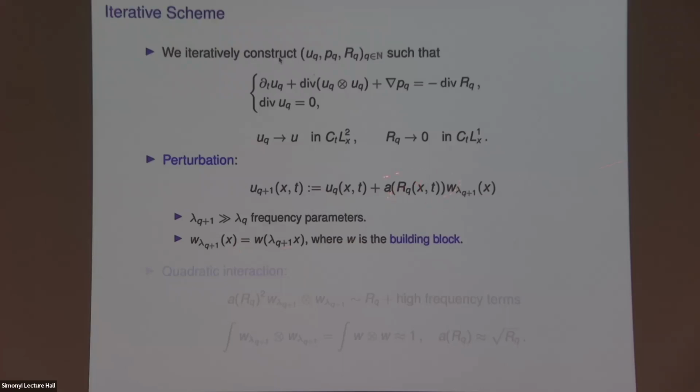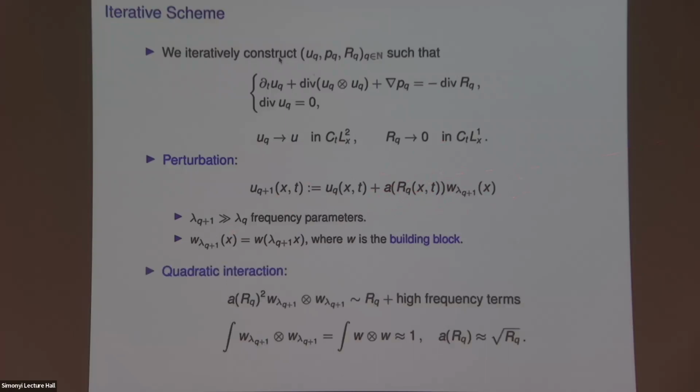And this term here is the slow variable. You should just think of it as a constant function. It is not constant, as it depends on the error at the previous step. But the frequency of the error at the previous step is λ_q, which is much smaller than λ_{q+1}. So from the point of view of the fast variable, it's just a constant in front of the building block.